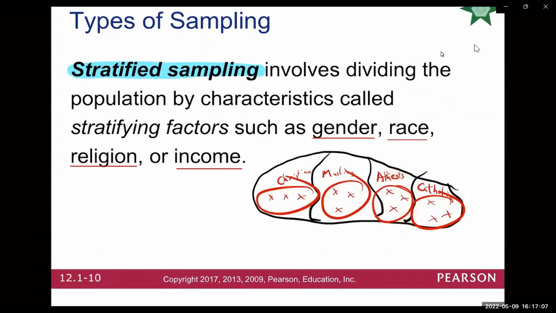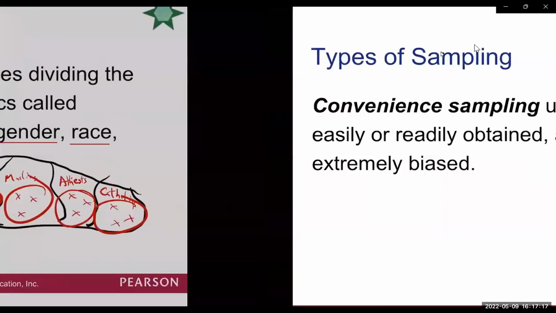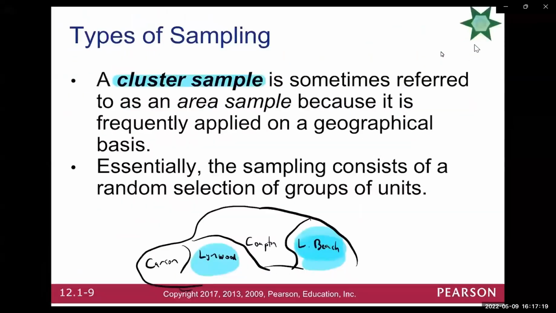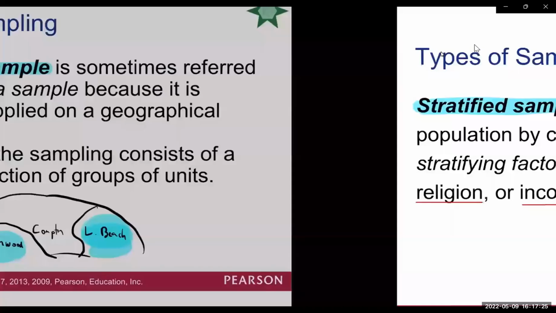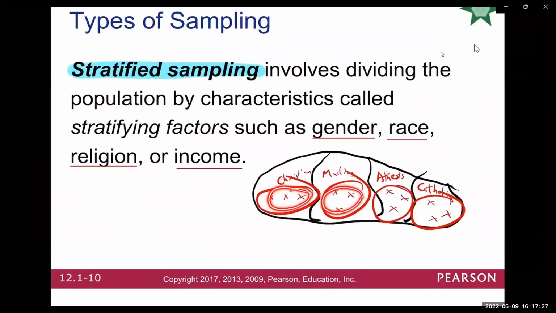You can do that by income or by gender or by race, or anything that you could think of, I guess. So these two are very similar. The difference between them, I think, is that in cluster sampling you get everybody from the cluster, and over here you're just getting a sample from each group.